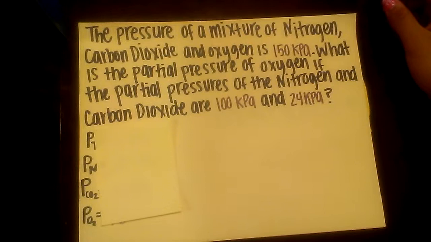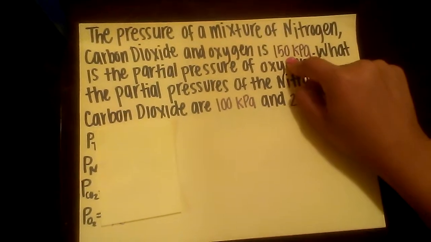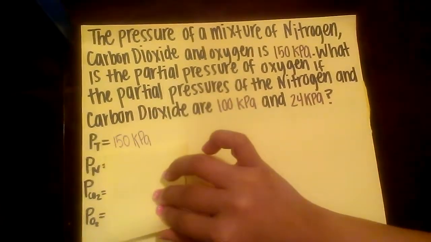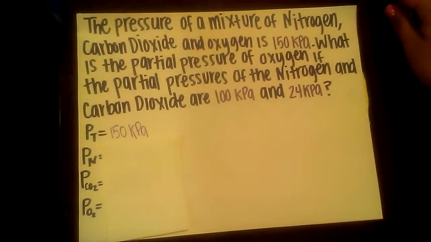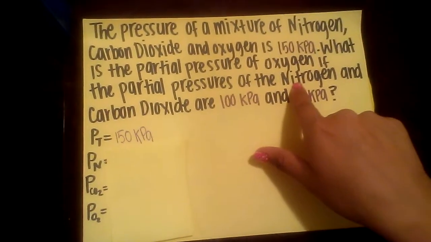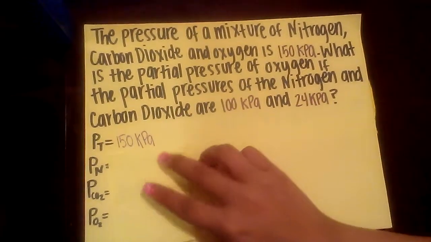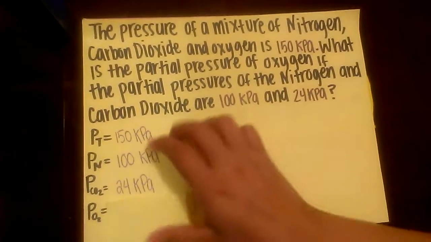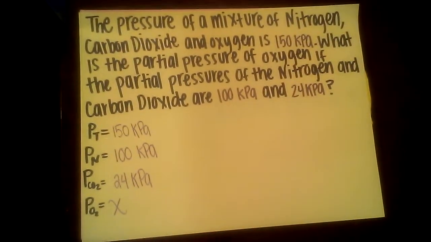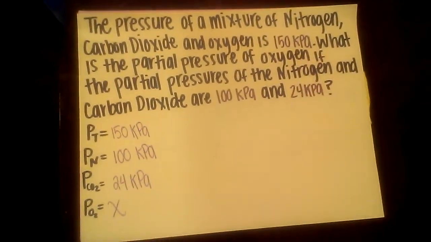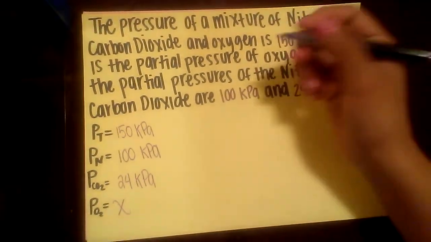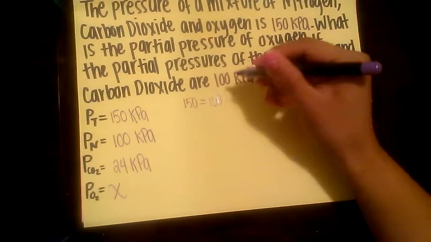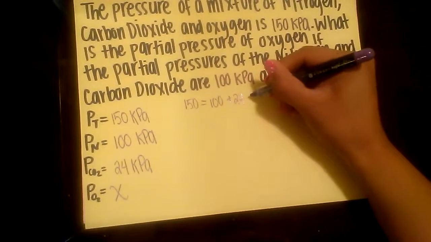So the first number given is 150 kPa, and it tells us that is the pressure of the mixture. So that's how we know that that is our P total. Our second number given is 100 kPa of nitrogen, and the third one is 24 kPa of carbon dioxide. And since it says what is the partial pressure of oxygen, that's how we know that that's what we're going to be solving for. So we're going to go ahead and put that PT plus all of these, and that's going to be 150 kPa equals 100 kPa plus 24 kPa plus X.